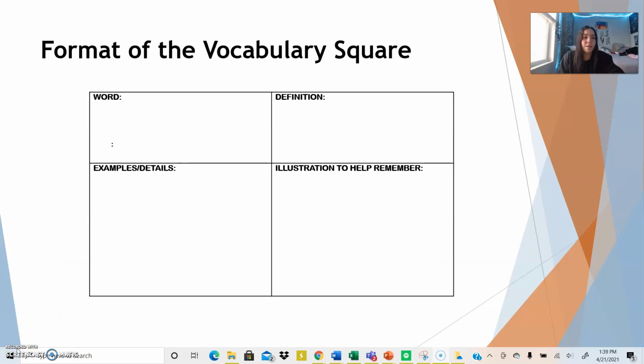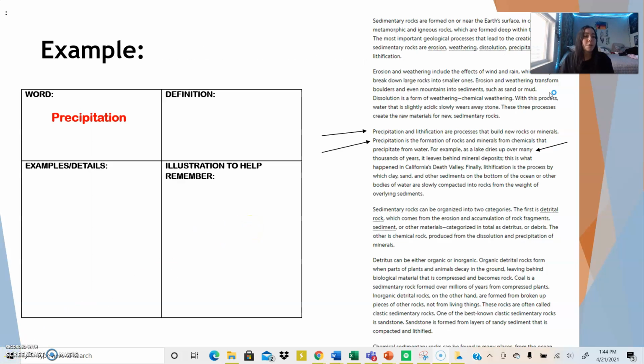Right, so what you're seeing here is the vocabulary square itself. You can see that there's a component over here that talks about the word, the definition, examples or details, and then here's the illustration to help remember the term. So what you're seeing here is a better version of what I just tried to draw. In this case, I chose the word precipitation. So I'd write it on the board for them and say, okay, this is the word that I chose.